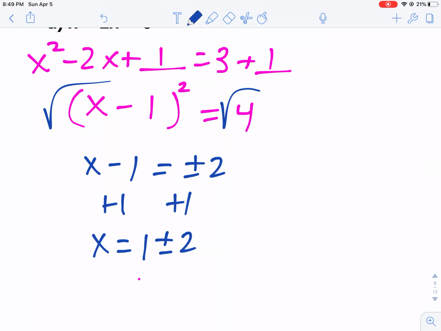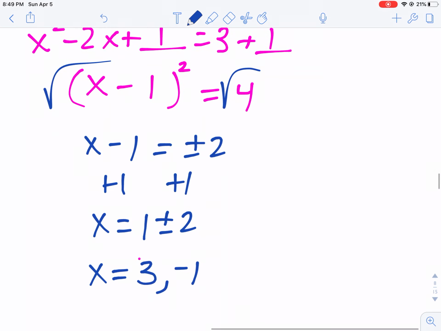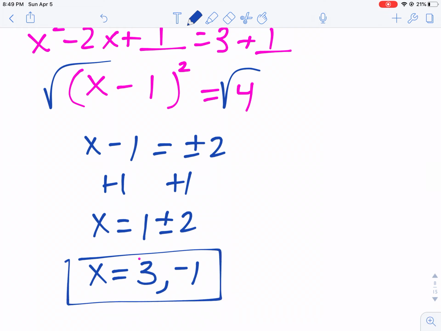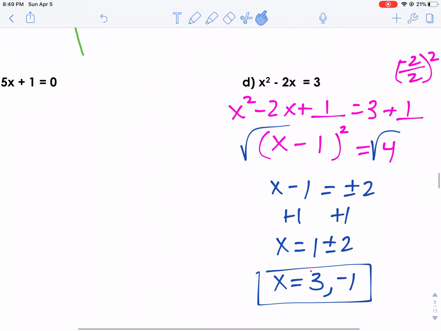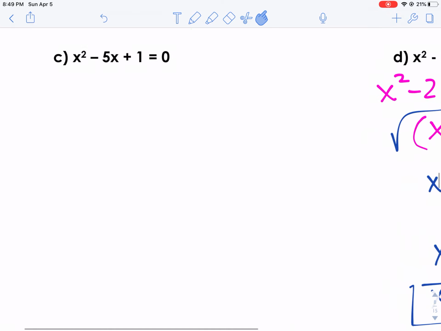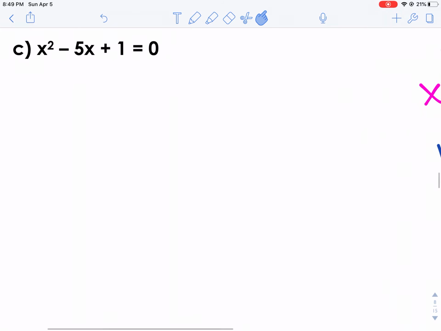Now in this case, we can go one step further because we know these answers. 1 plus 2 is 3. 1 minus 2 is negative 1. So we get two exact answers, 3 and negative 1. All right, in C, that's going to focus on one with fractions, so please watch this carefully. Again, I'm going to highly recommend, it's going to make it way, way, way easier, and your answer will be more accurate if you leave everything as fractions instead of decimals.